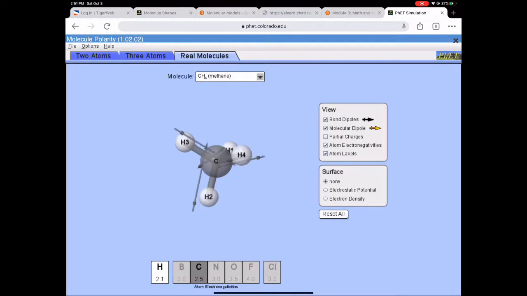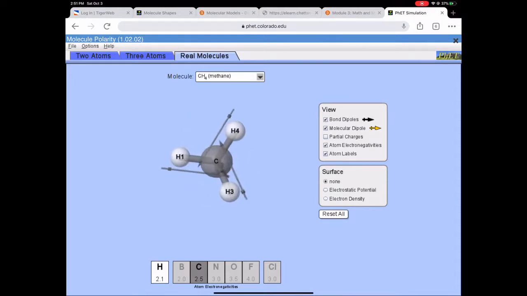But overall, you can also see that they are all canceling each other out. Hopefully you can see this. It's hard to see it again. But for every one that's going in one direction, there's two that cancel it out, is kind of what ends up happening. And notice I've got molecular dipole clicked and there's nothing showing.